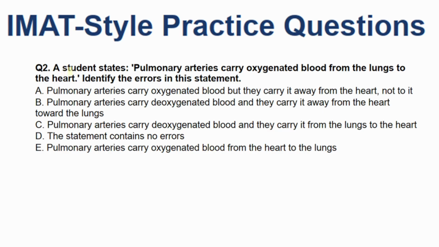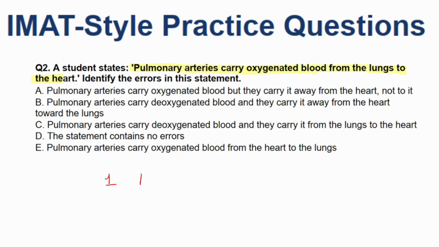This question targets one of the major exam traps we emphasized earlier regarding the direction and oxygenation status of blood in pulmonary circulation. The question asks us to identify the errors in a student's statement. And the statement is, pulmonary arteries carry oxygenated blood from the lungs to the heart. Let's dissect this statement by applying 2 fundamental rules of cardiovascular anatomy. Rule number 1 concerns the direction of blood flow.